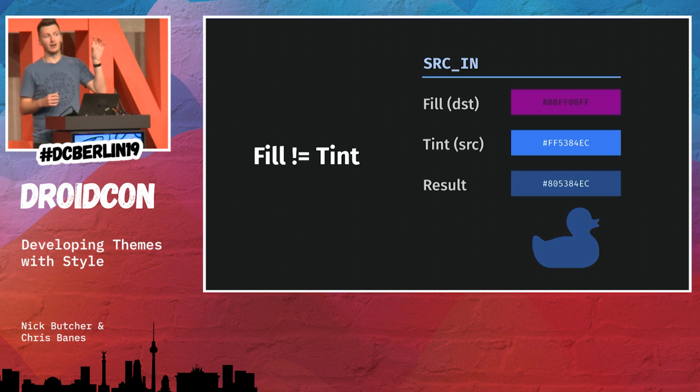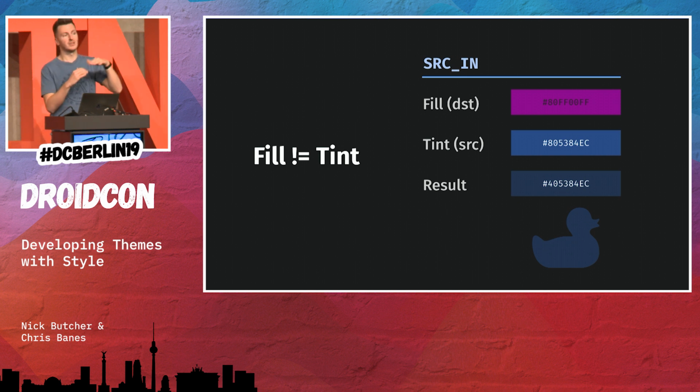If we change the alpha component of the fill instead to be 50%, you'll notice that the result has also changed. If we swap where the alpha is, so we put the alpha on the tint rather than the fill, it's the same result. Now, if we add alpha to both of them, to fill and tint, what happens is the alpha components are multiplied together, and we get 25% instead.